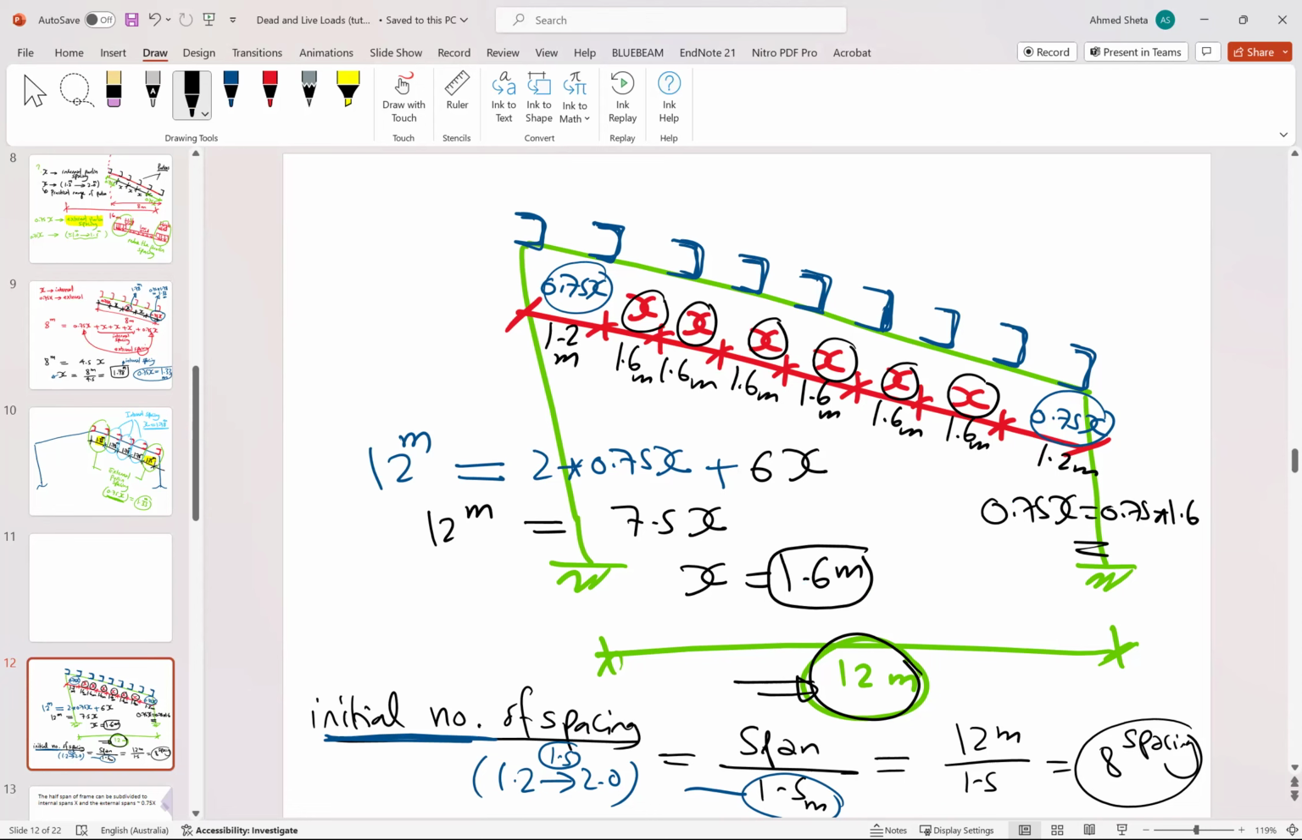Okay, do you understand what I have done? This is just another example to show you that we may have a different number of spacings based on the dimension of the building. Not all the time do we have to assume it like that. Okay.